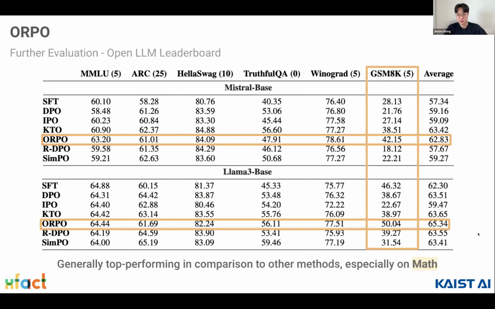Also, this table is from the SimPO paper. It is comparing a lot of different alignment methods, and this is really great resource for the researchers in the alignment field. And as you can see, ORPO is achieving generally the top performing in comparison to other methods in the Open LLM Leaderboard kind of comparison. And especially it is notable that in the GSM8K, which is the math dataset, ORPO is achieving pretty high scores in comparison to other methods.